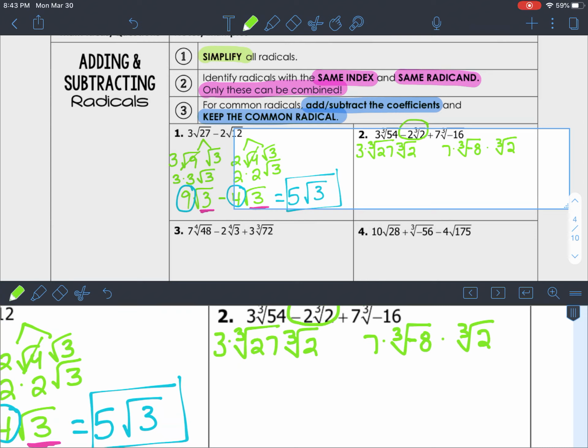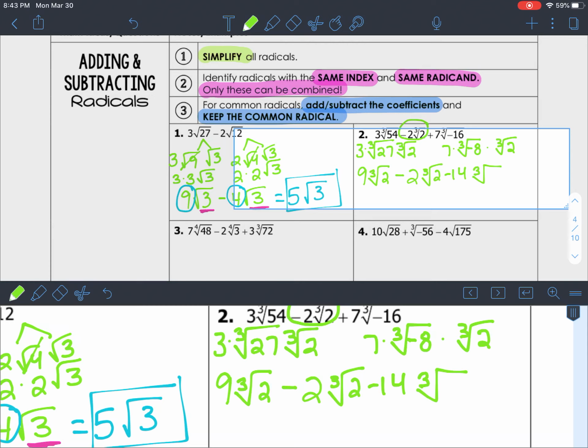And then if we keep simplifying, we're going to end up with 9 the cubic root of 2, minus 2 the cubic root of 2, minus, because it'll be negative 2 times 7, which is negative 14, the cubic root of 2.